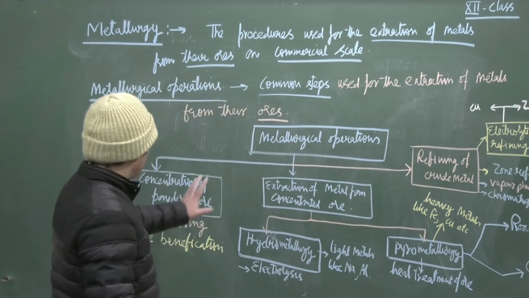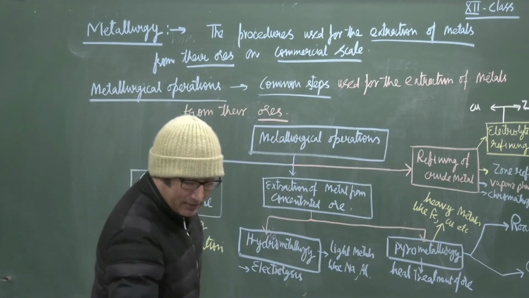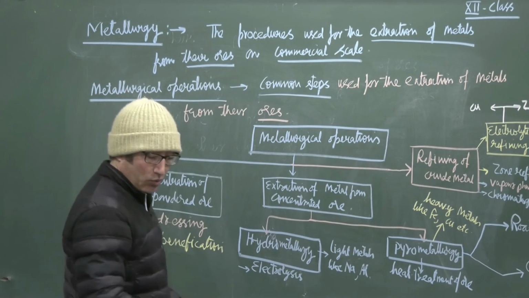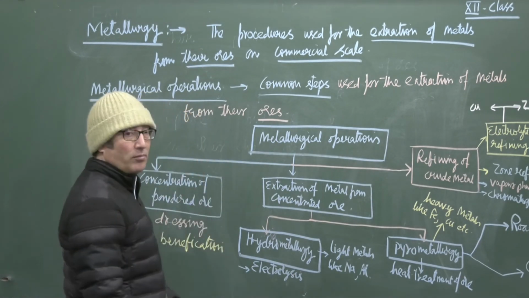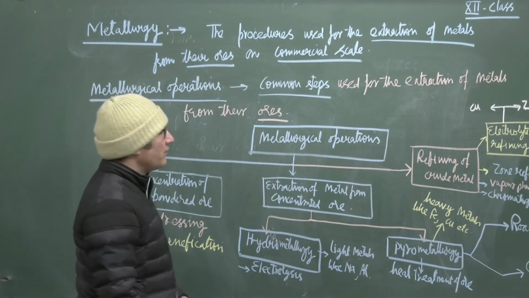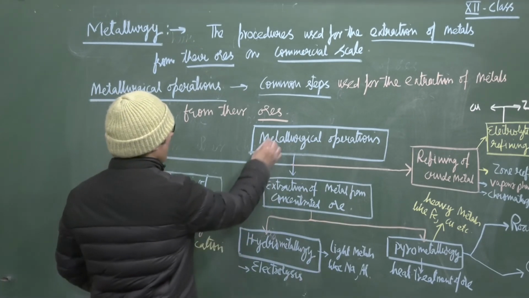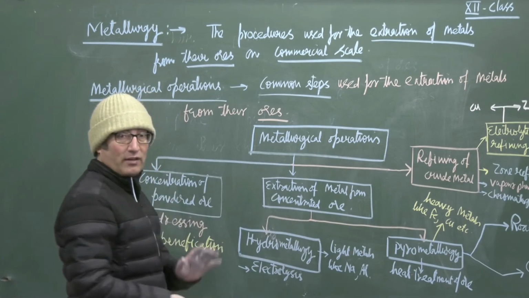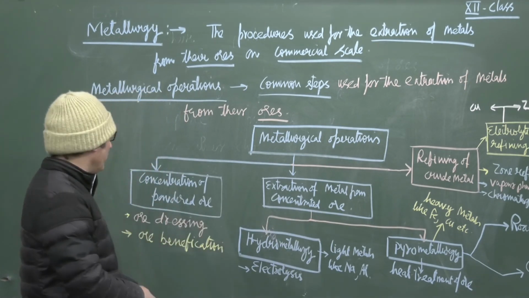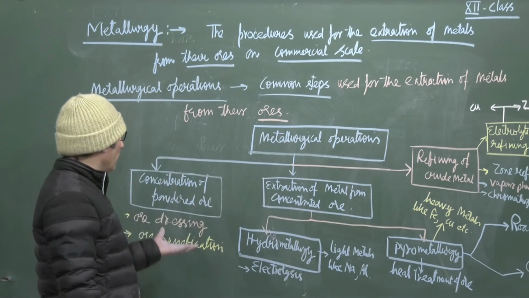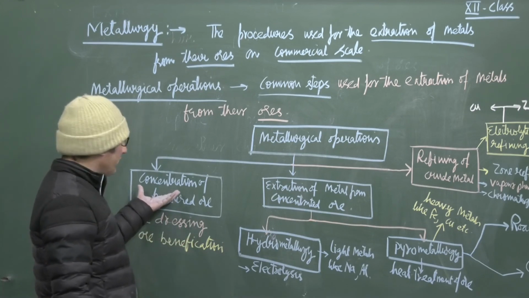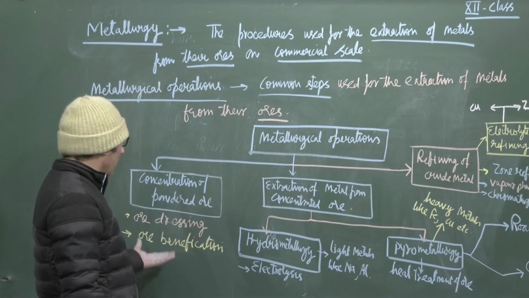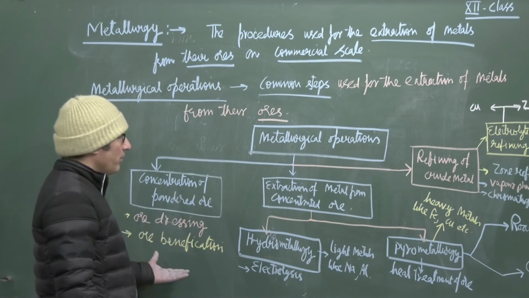Now I'll again repeat it. In the extraction of metals from their ores, different methods are used, but there are certain common procedures. Those common steps are called metallurgical operations, and generally three metallurgical operations are used. The first one is that the ore is crushed and powdered, then concentrated, also called ore dressing or ore beneficiation.